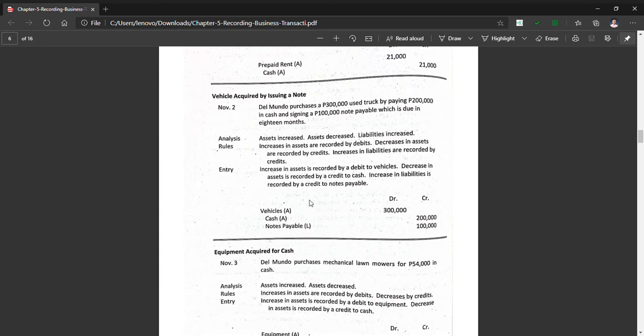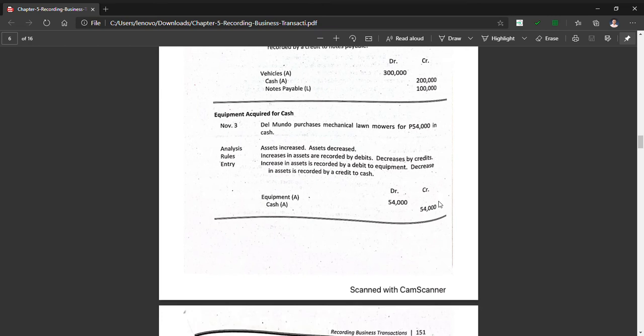So we debit vehicle, yung in-acquire nating truck, that is a vehicle. So 300,000 debit. We credit cash kasi nagbayad tayo ng cash, 200,000 credit. We credit also notes payable kasi isa siyang liability. Remember, liability is on the right side of the accounting equation. So kung nag-increase ang liability, it should also be on the right side. So ano yung right side? That is the credit. So notes payable, credit 100,000.